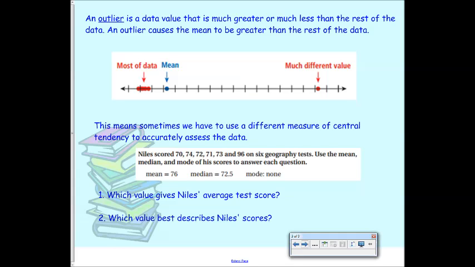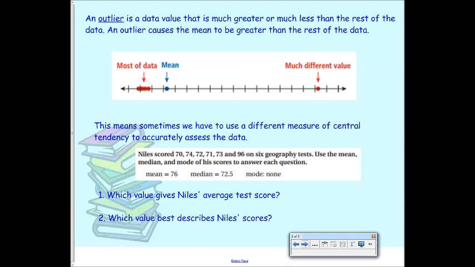So for example, Niall scored these on 6 geography tests, so 70, 74, 72, 71, 73, and a 96. Which of those would be an outlier? 96. Why? Because it's way higher than all his other grades, right? So Niall should be proud of that grade, right? But his usual performance on geography tests indicates that if he were going to take another one, where would you guess he would end up? Probably somewhere in the 70s, okay? Because usually he ended up in the 70s, and then 96 is an outlier.